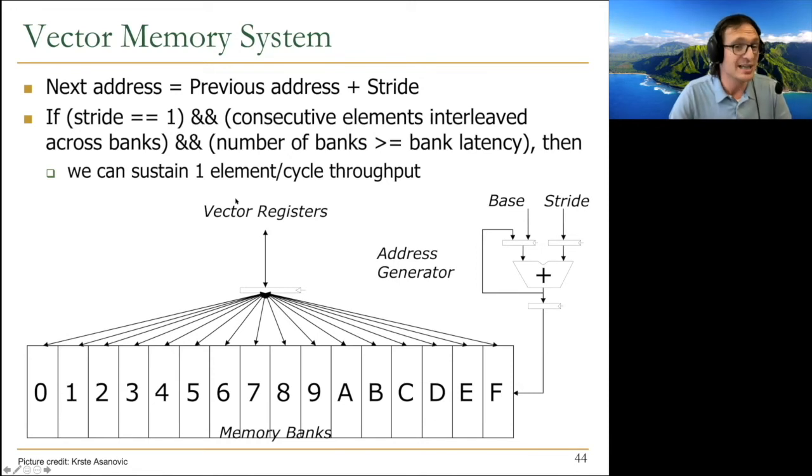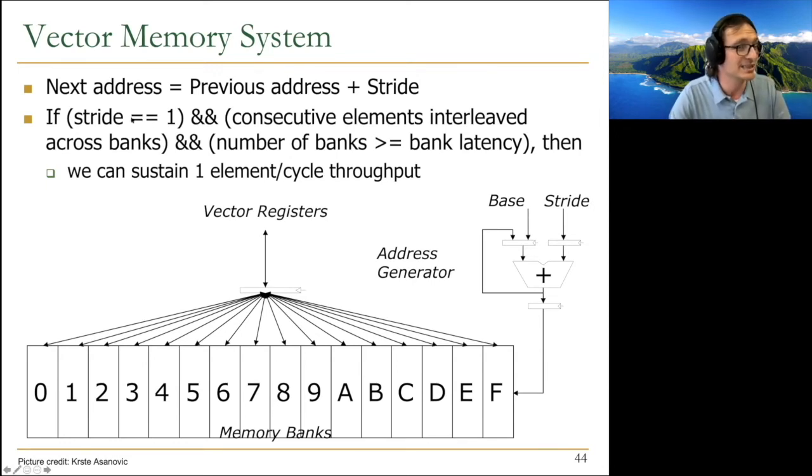This is great if stride is 1. What if your stride is 16? Now you have a problem, right? Because if your stride is 16 and your consecutive elements are in consecutive banks, exactly the elements that you would be fetching will be mapped to exactly the same bank. So element 0 is here, element 16 will be here, element 32 will be here, element 48 will be here. So basically everything gets mapped to the same bank. So you're back to square one.